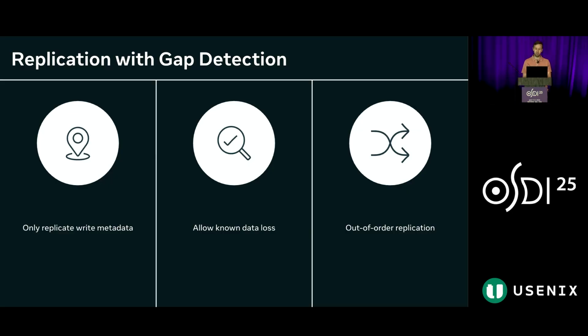Skybridge's replication stream utilizes three properties to avoid replication lag. It only replicates write metadata, it allows known data loss, and it utilizes out-of-order replication. Let's talk about each of these in turn.